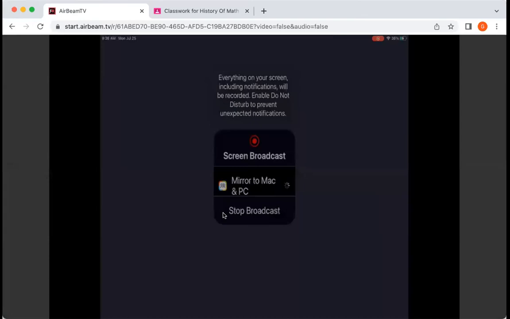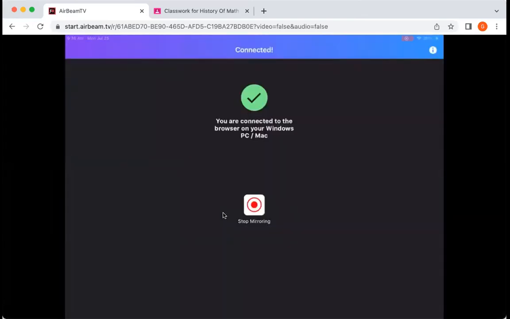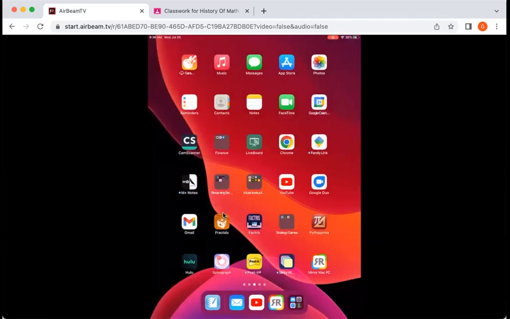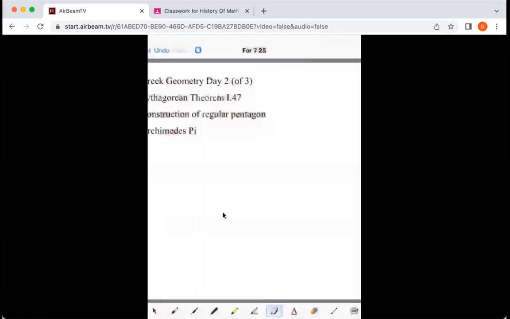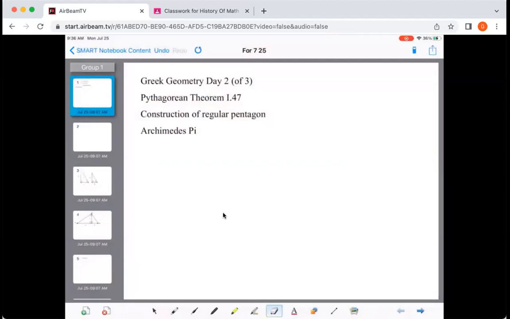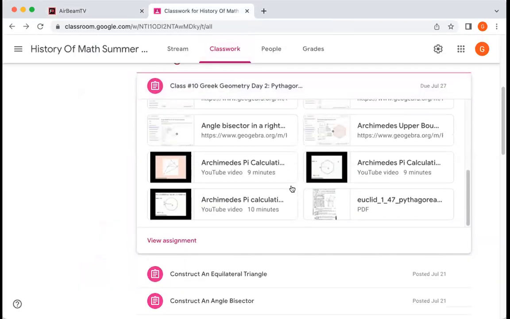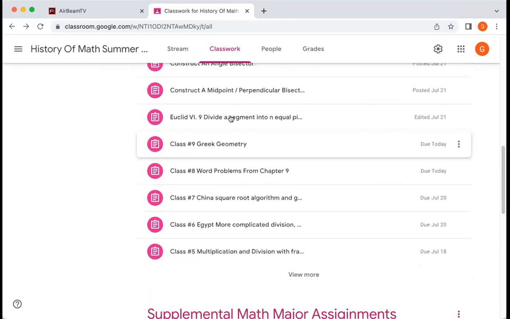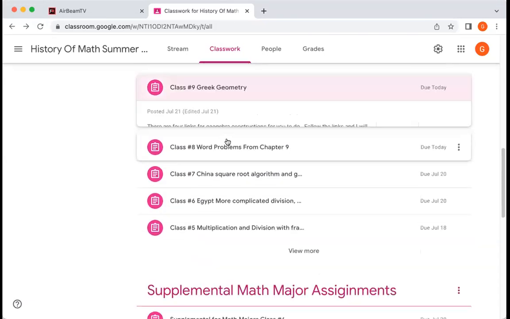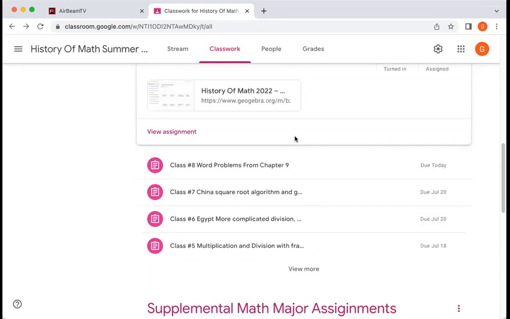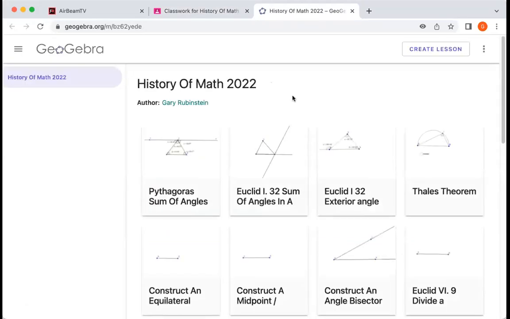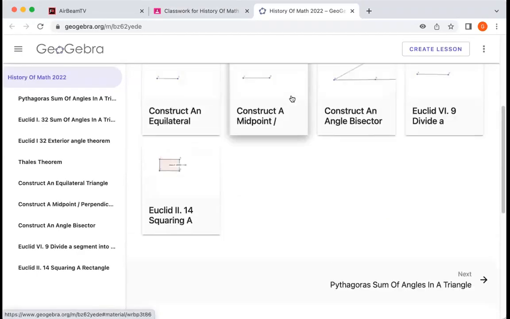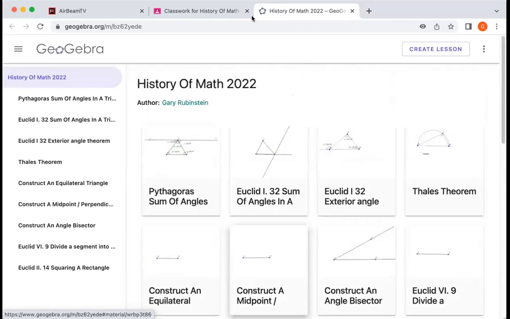Professor, one of the assignments, it says, is history of math, and it just gives a whole list of theorems, and it says due today. Greek geometry, class number 9, due today. That's not an assignment, is it? No, that was just a list. Let me take a look at what you're talking about. Yeah, the assignment was just to do the four constructions. Okay, that I did. This is a collection of the different constructions that we did.